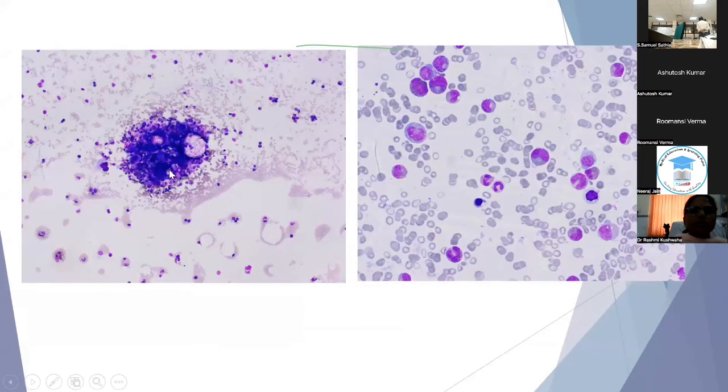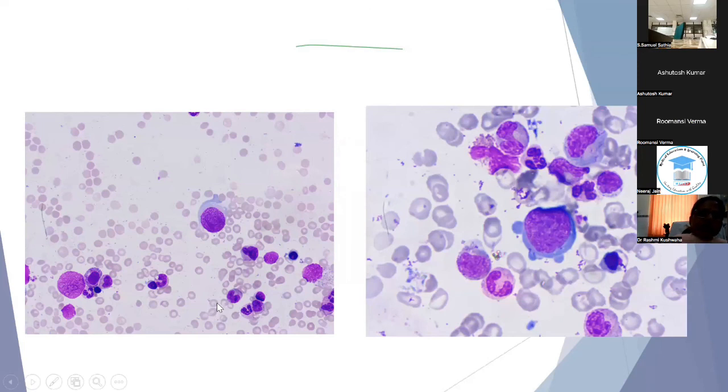Okay, the bone marrow aspirate smears are normocellular looking. This is a closer view. These are the granulocytic precursors showing almost normal maturation. But one thing that is quite striking here is that the erythroid precursors are markedly reduced.